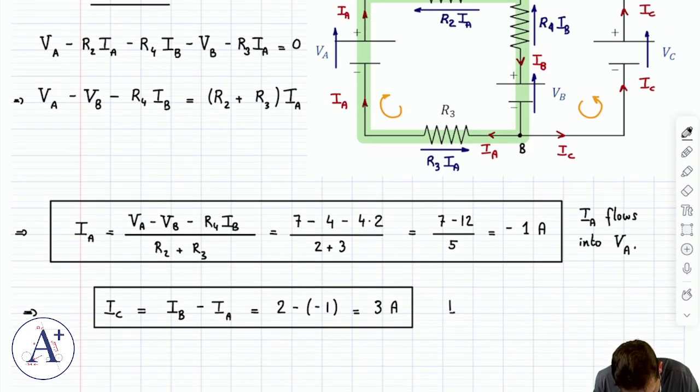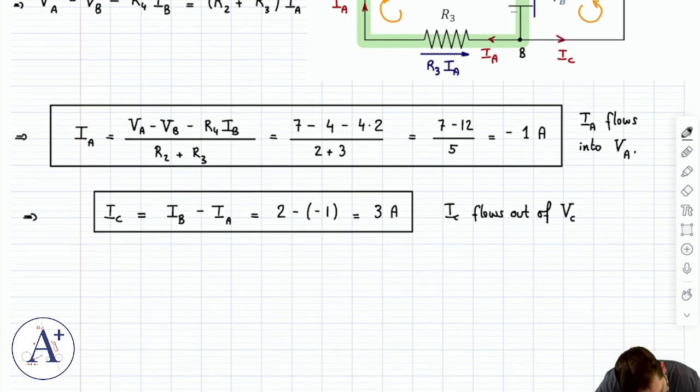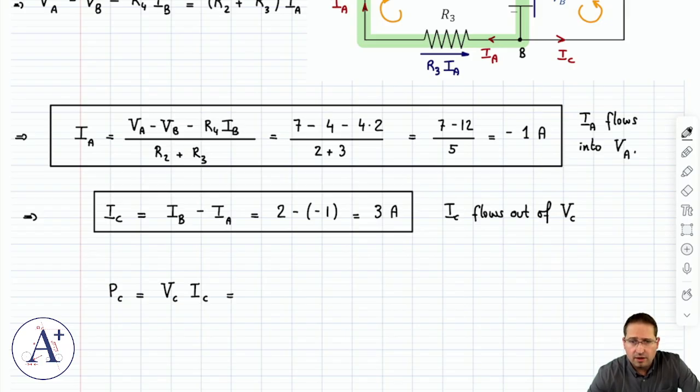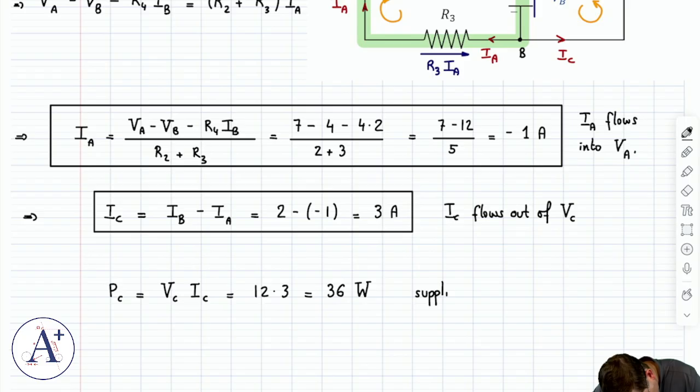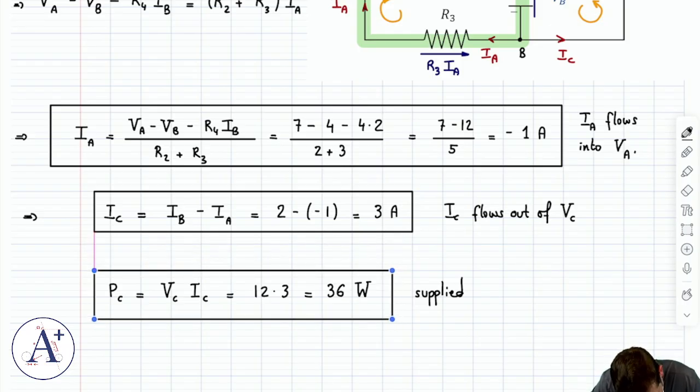Okay, so IC flows out of VC, which means VC supplies power. How much power does it supply? Well, it supplies a power PC, which is VC times IC. VC times IC, what is that? That is 12 times 3, which is 36 watts, and that is supplied. In fact, VC is the only battery that supplies power to the circuit, right?